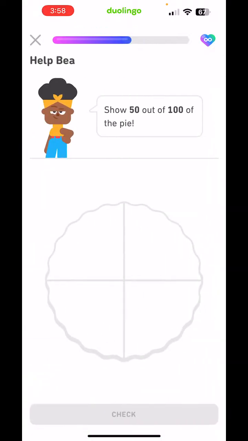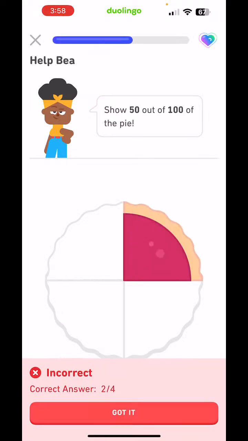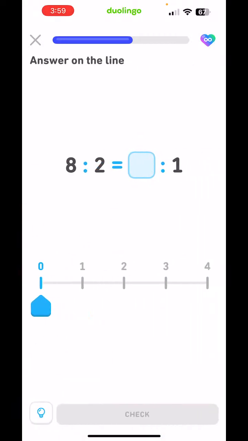All right. Show 50 out of 100 on the pie. So 50 over 100, if we simplify that, that would be 1/4. So we just highlight that. What? Oh, snap. Wait, really? Oh, no, that would be 1/2. Dang it. Okay, that would actually be 1/2. I was counting by 50s and 25s. I don't know why I did that. Okay, my mistake. But you know, that's all right. Mistakes happen. Let's slow down.